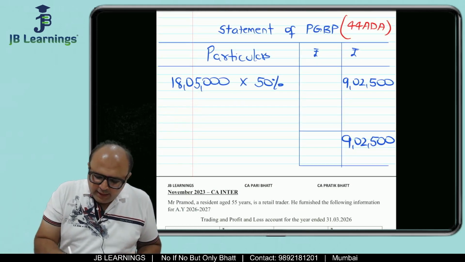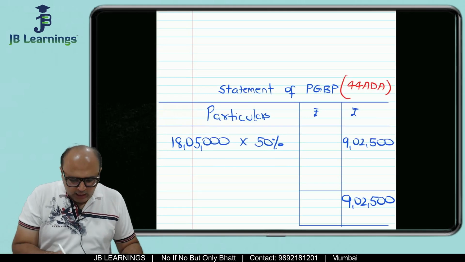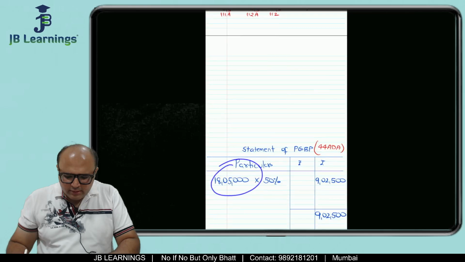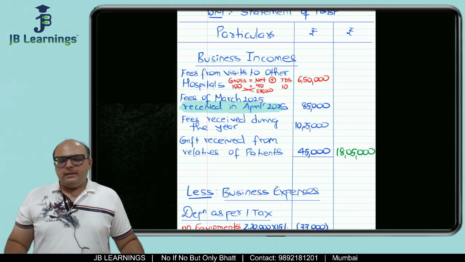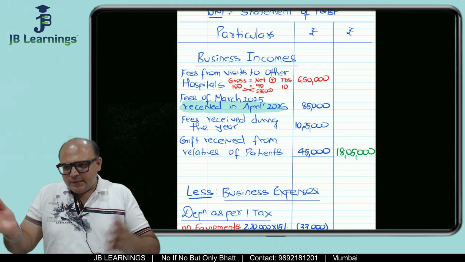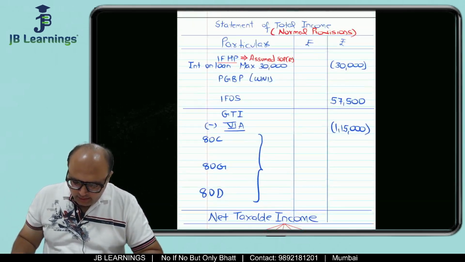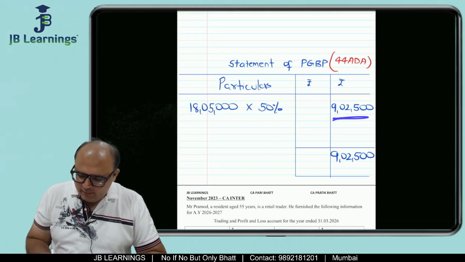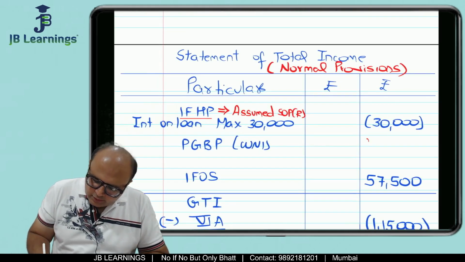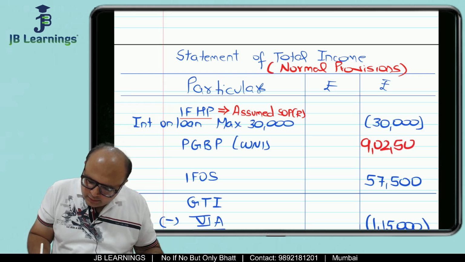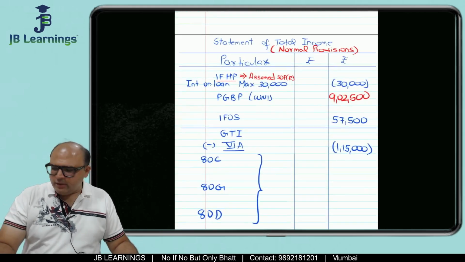In PGPP we will do 18 lakh 5,000 into 50%, because in 44 ADA it is 50%. How did I get 18 lakh 5,000? All our business incomes, if you see the incomes which we have received, that 18 lakh 5,000 will be my receipts. So what we do in PGPP presumptive basis, gross receipts multiply by 50%, right? So 18 lakh 5,000 into 50%, which will be 9 lakh 2,500. So what I will do is, over here this will change, this will be 9 lakh 2,500, correct?